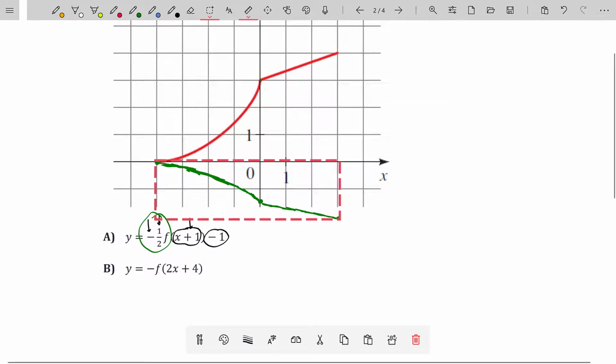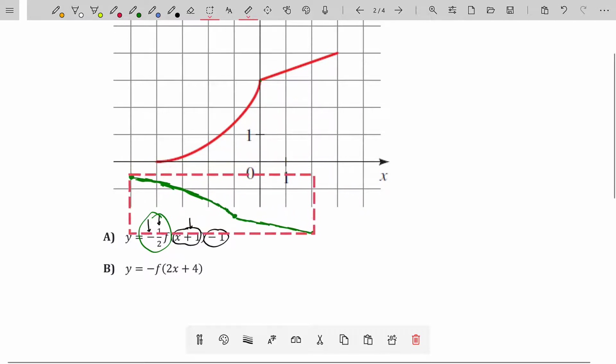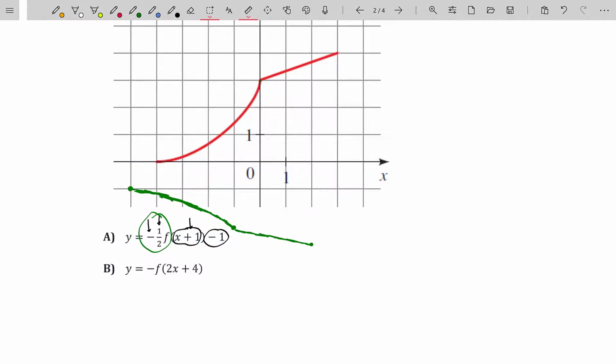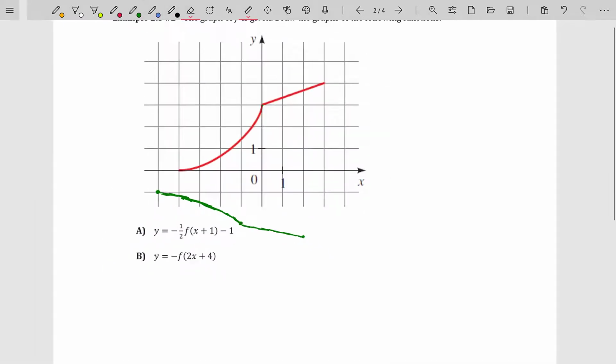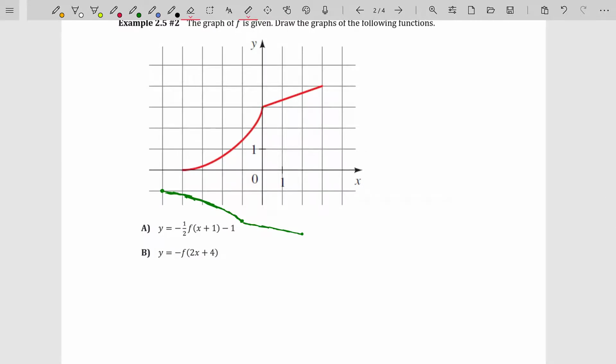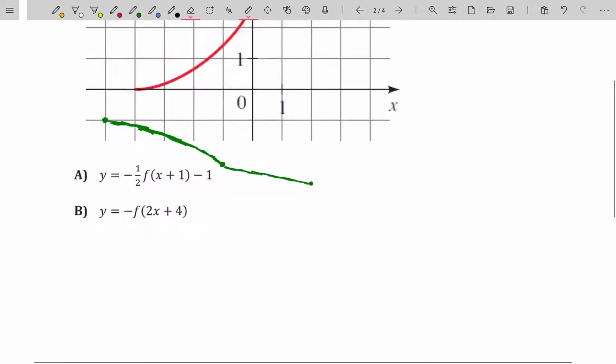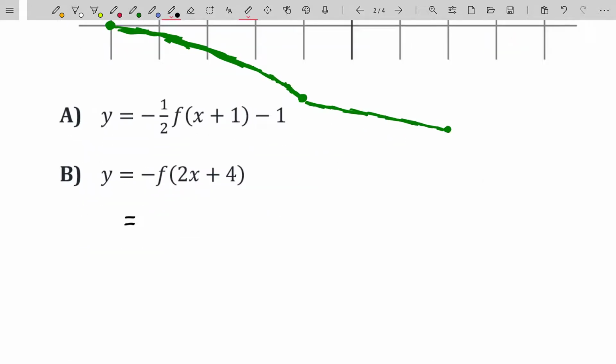And here's the beautiful thing about using a digital whiteboard. Remember, my shifts will move everything over to the left 1 unit and then down 1 unit. And there is my new graph. That's actually kind of a nice way of doing that if you have the capabilities of doing it. It's a good way to visualize it anyway. So all I did was squish it, flip it, and then move it left 1 unit and move it down 1 unit.